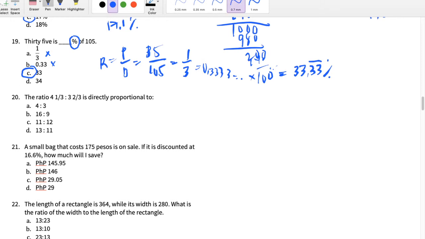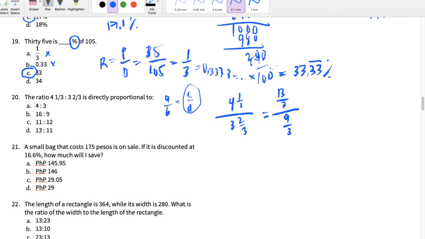Okay, number 20. The ratio 4 and 1/3 is to 3 and 2/3 is directly proportional to, so ibig sabihin lang nun, if meron kang direct proportion, we have this one, right? Okay? So, hanapin natin kung ano yung magiging ganito. So, 4 and 1/3 over 3 and 2/3. Convert natin sila pareho to improper fraction. Ito, 3 times 4, that's equal to 12 plus 1, that's 13 over 3. Over 3 times 3, that's 9 plus 2, that's 9 over 3.